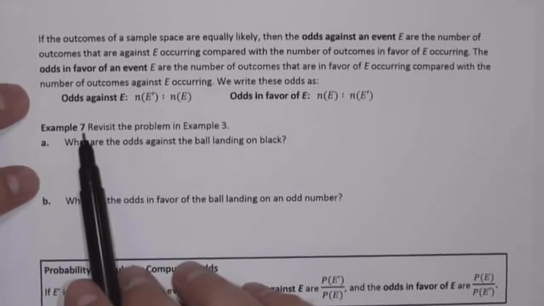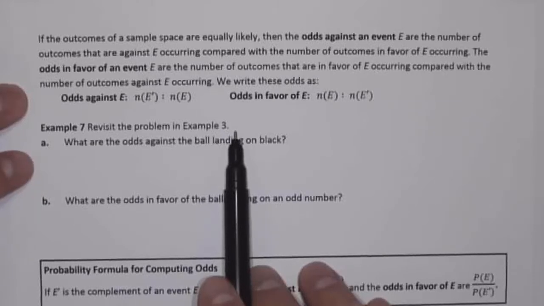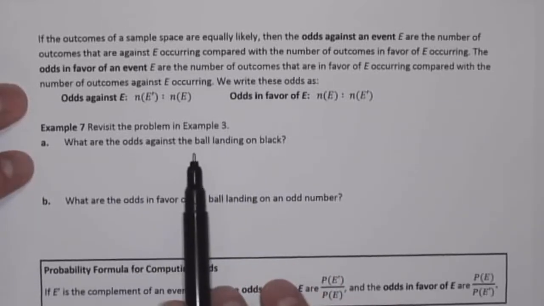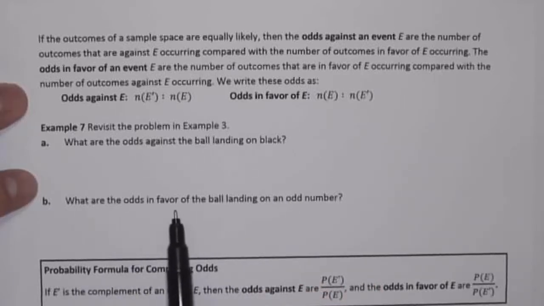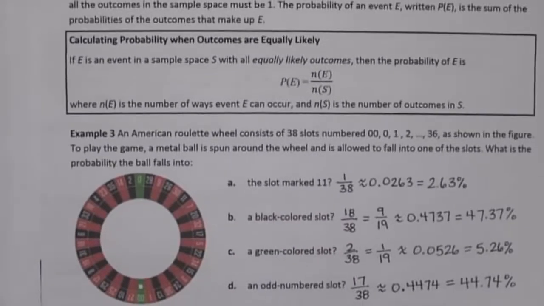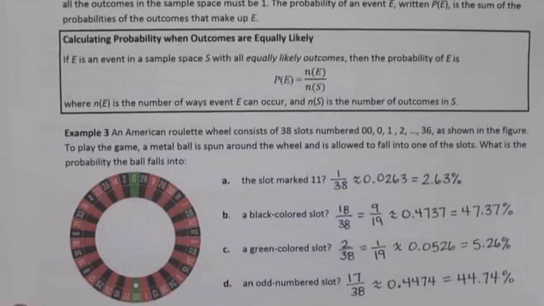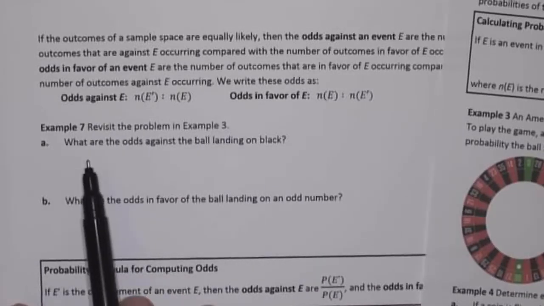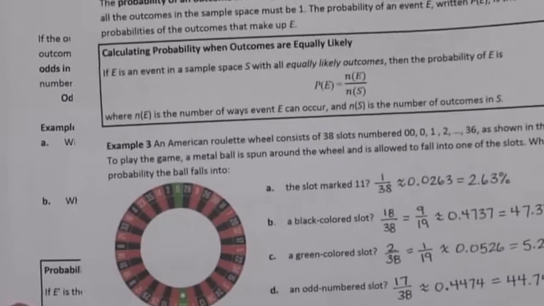So take a look at example 7 here. Revisit the problem in example 3. What are the odds against the ball landing on black? What are the odds in favor of the ball landing on an odd number? If we look back, example 3 was the roulette wheel. And again, we want to know what are the odds against the ball landing on black.